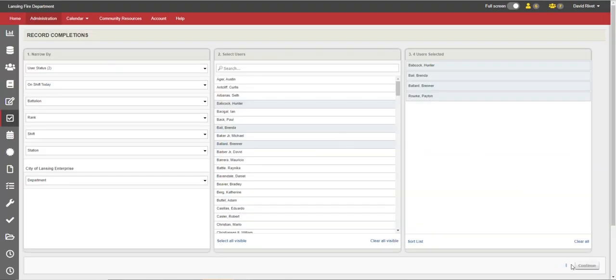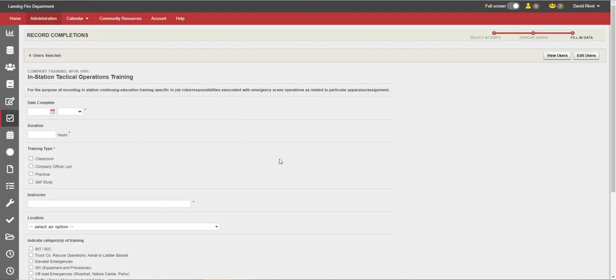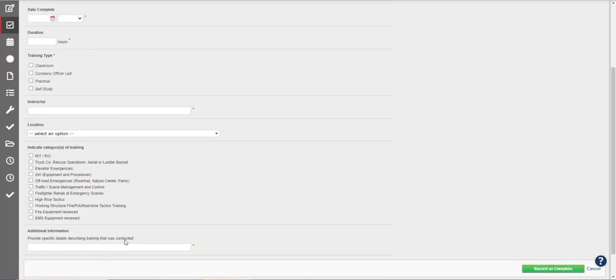So we found our shortcut for in-station tactical operations. These are the categories that you would select. Okay, so like RIT, truck operations, elevator emergencies, AVI, river trail, anything like that. Rehab, high-rise tactics. We also have another high-rise tactics that we'll talk about here in a second.